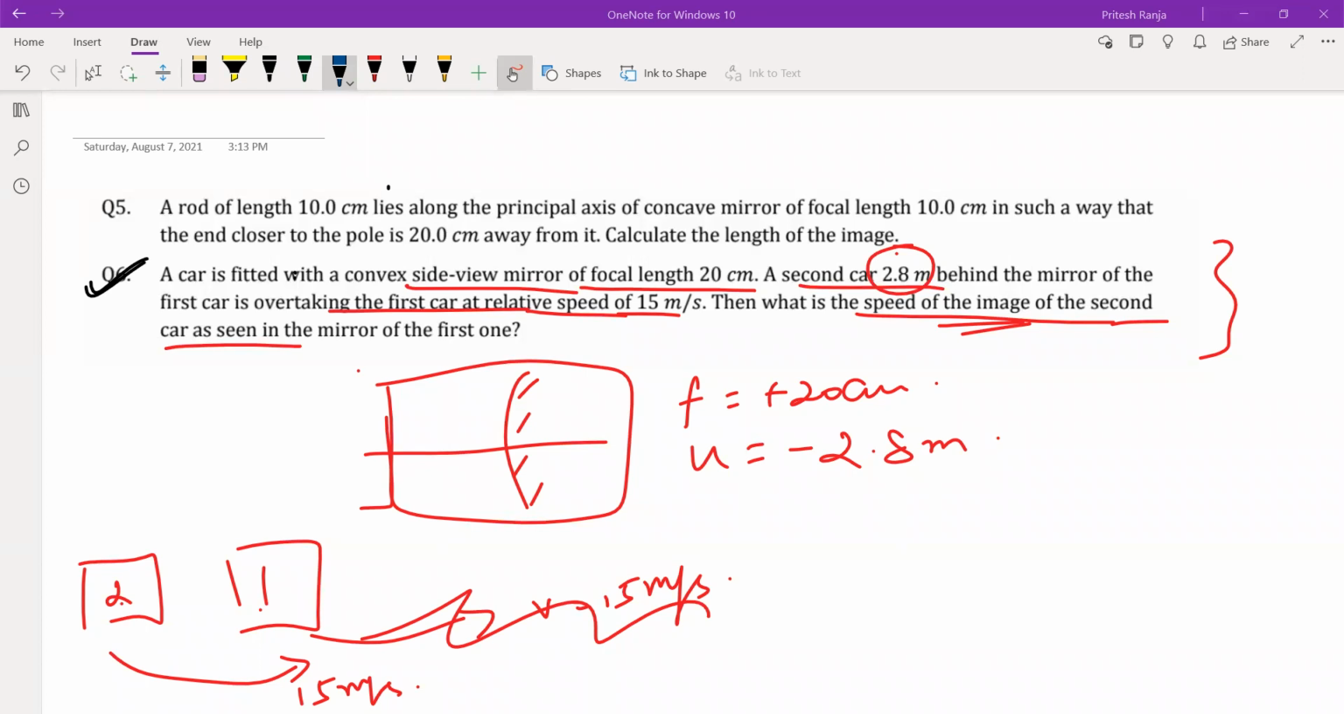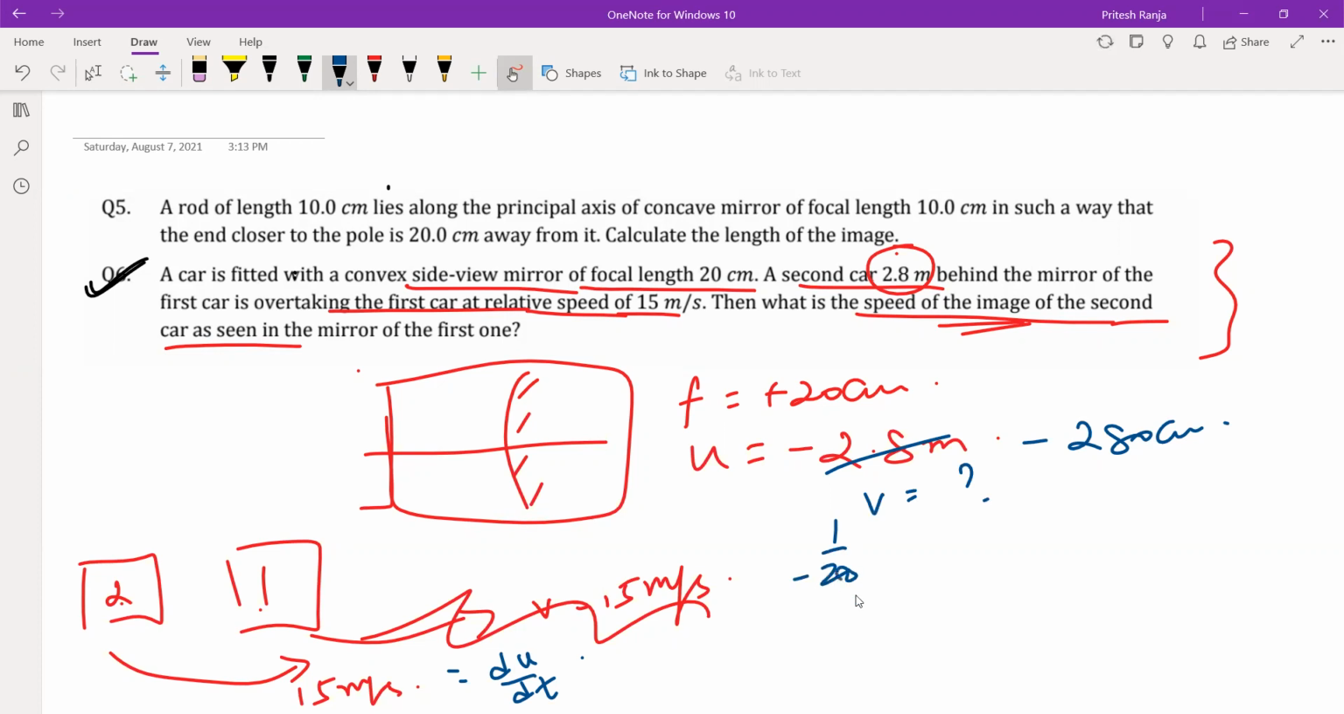So here it can be understood. So if we observe, it's given 15 meter per second is the relative velocity. That means this is the change of position of object with respect to time. And I'll write this in centimeters. So minus 280 centimeter, that will be the object distance. So from here we will get the value of V. So let's quickly find V here.